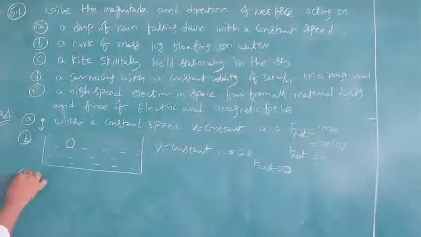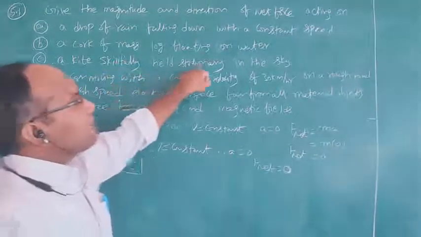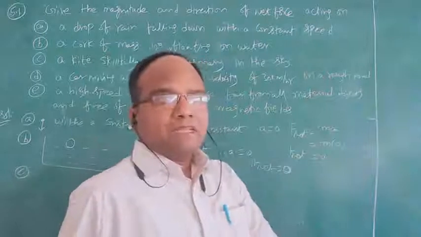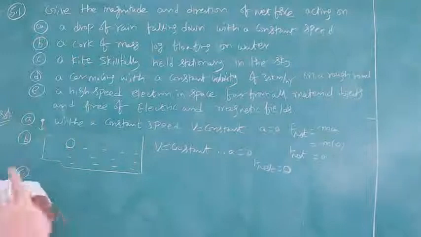Next, the third: a kite skillfully held stationary in the sky. Held stationary in the sky means what? It moves with constant velocity, and what happens?